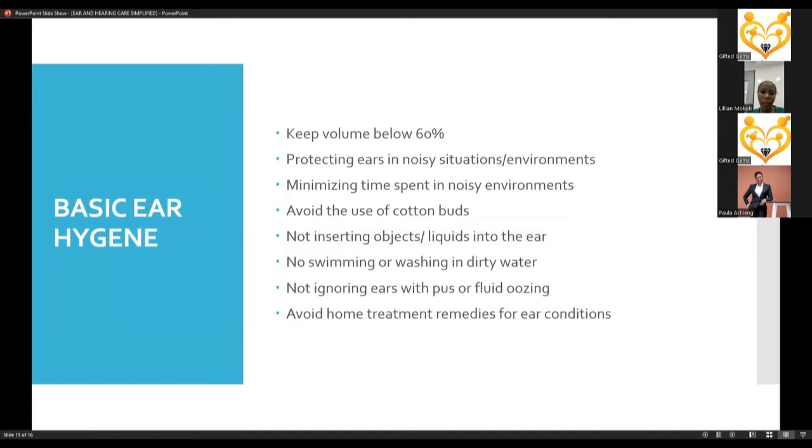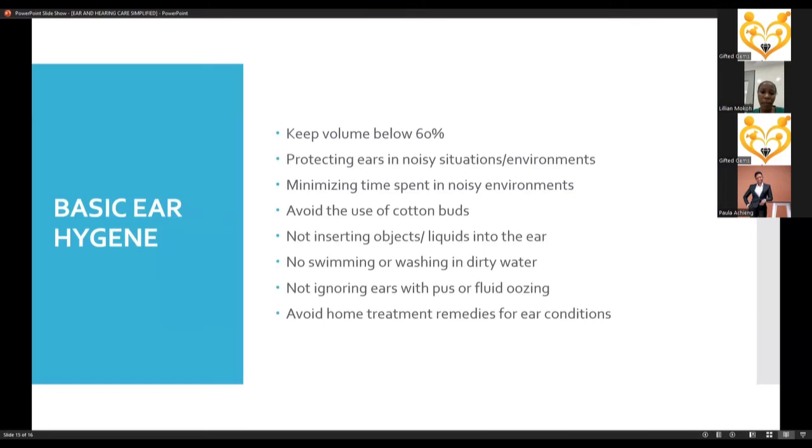If you have an ear that has pus or any fluid flowing out of it, then you should go to the hospital. You should not ignore. Most of the times, ear infections are not painful. You just feel some pus or some liquid flowing out of the ear canal. So you should always seek medication, because that can lead to permanent damage to your ears.